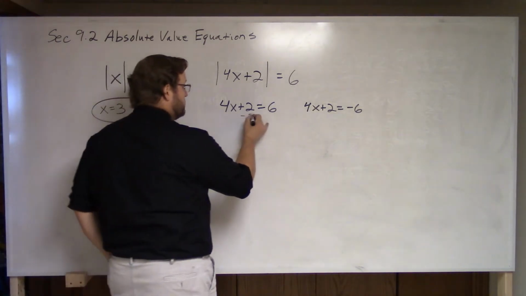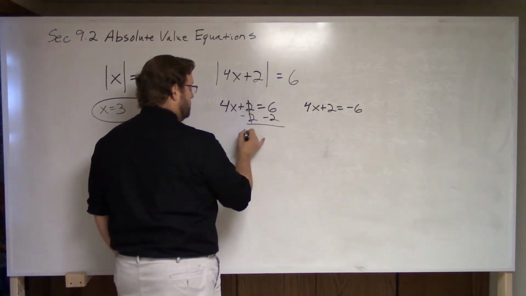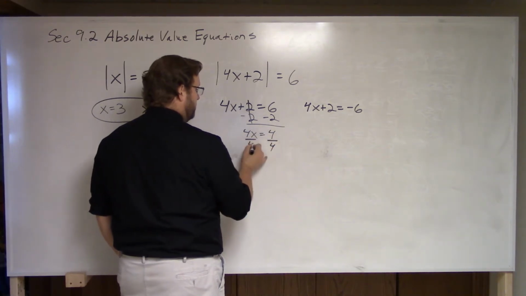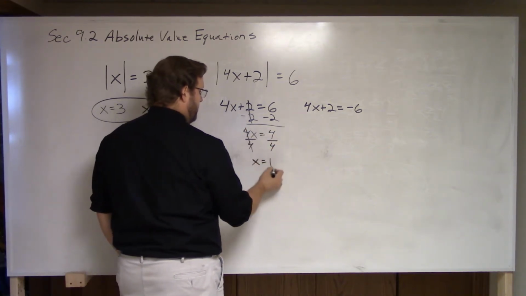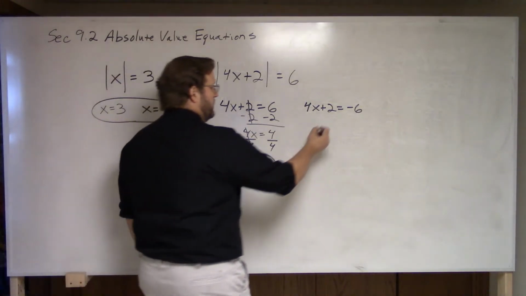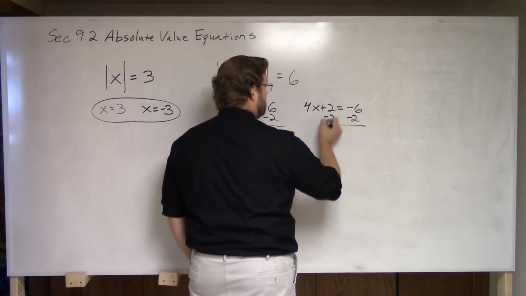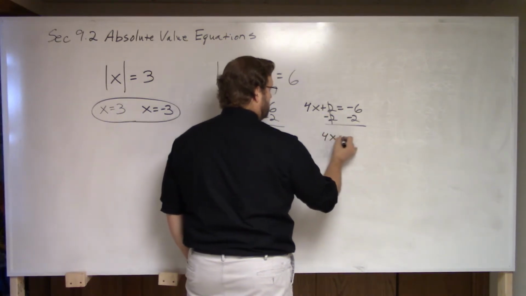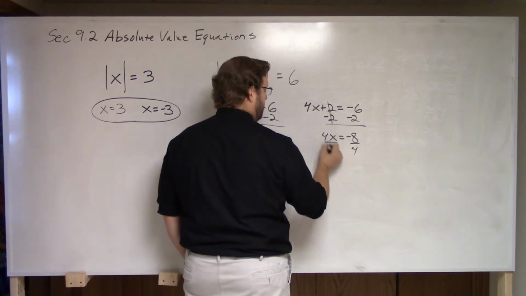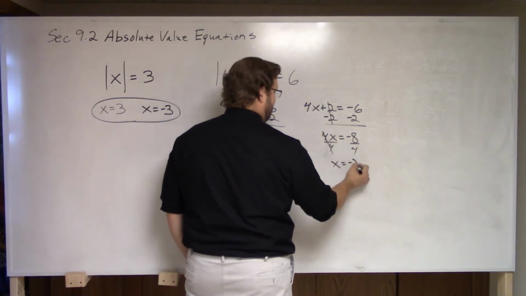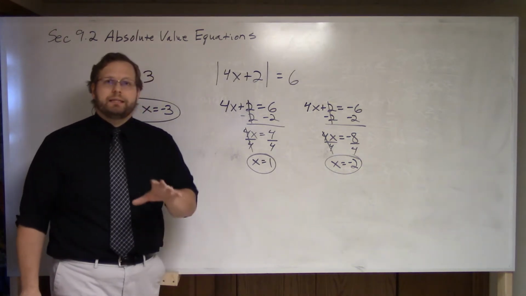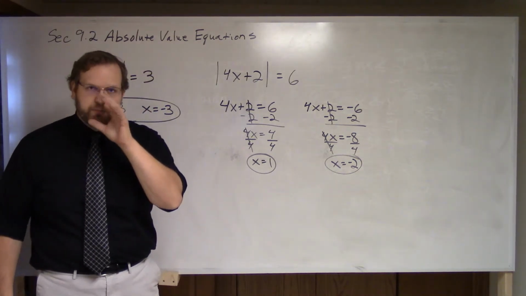So I'm going to subtract 2 and then divide by 4. And we have x equals 1. Over there, I'm going to subtract a 2 and then divide by 4. And there we go.